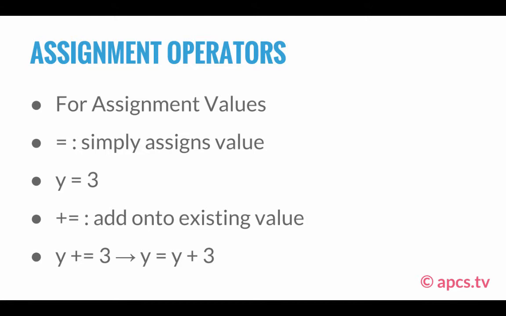Now let's look at another assignment operator, which you probably aren't familiar with yet, which is the plus equals operator. What this does is it adds on to the existing value. Let's look at an example. y plus equals 3 is the same thing as writing y equals y plus 3. So you're taking the existing value of y and adding 3 onto that value. So y equals y plus 3 is the same thing as y plus equals 3.